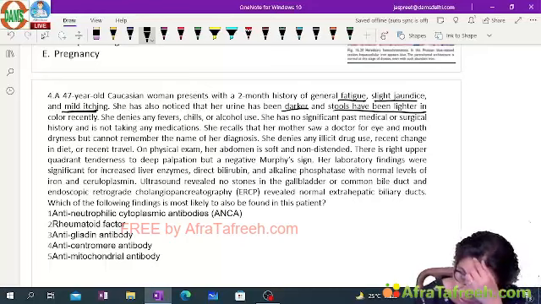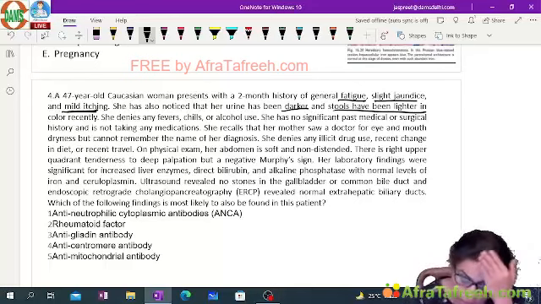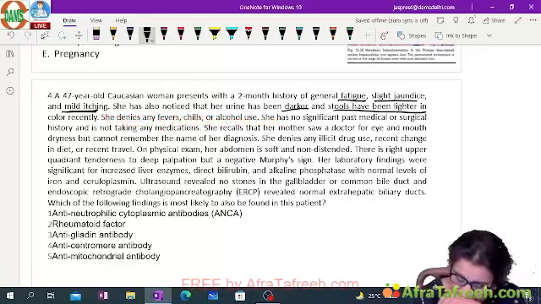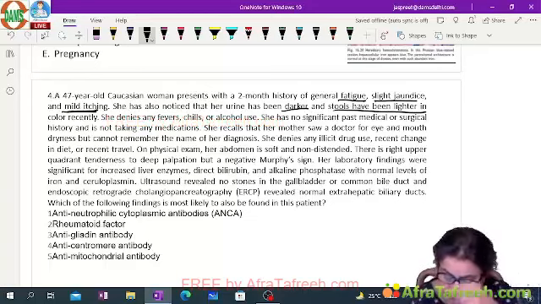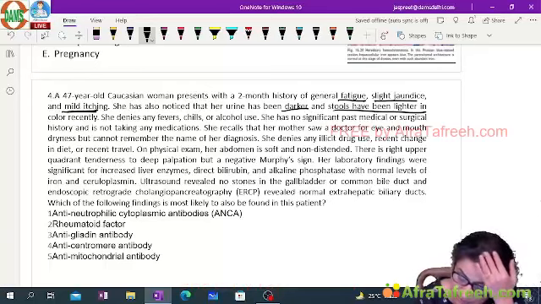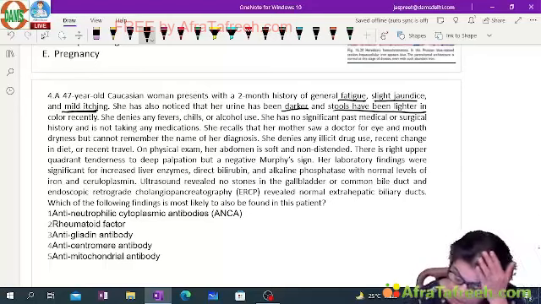She recalls that her mother saw a doctor for eye and mouth dryness. Eye and mouth dryness is indicative of Sjogren's syndrome, but she cannot remember the name of her diagnosis. She denies any illicit drug use, recent changes in diet or recent travel. On physical examination, her abdomen is soft and non-distended. There is right upper quadrant tenderness to deep palpation, but negative Murphy's sign. Murphy's sign is positive in cholangitis.